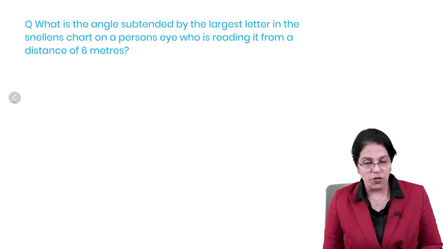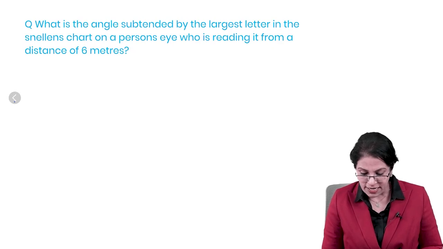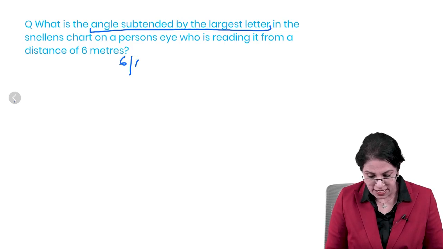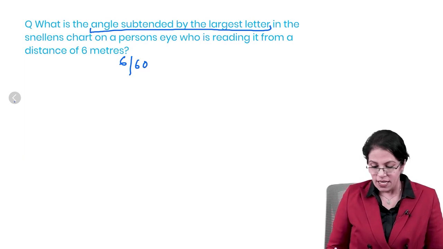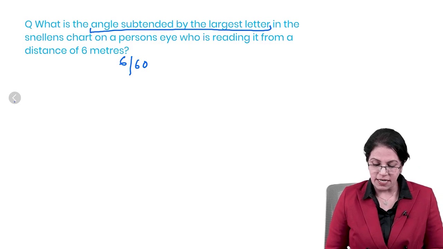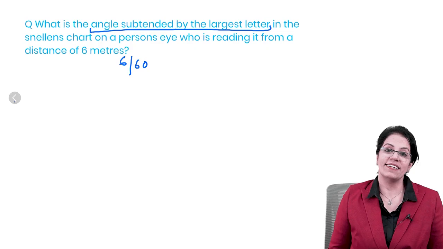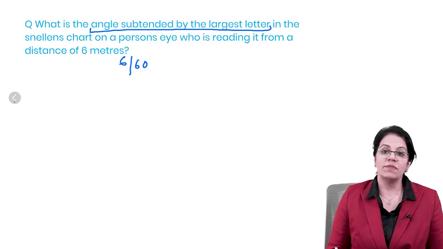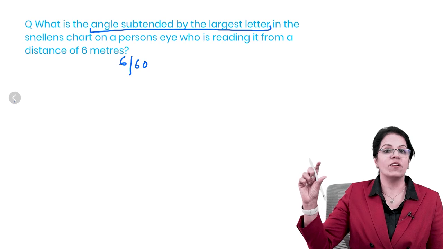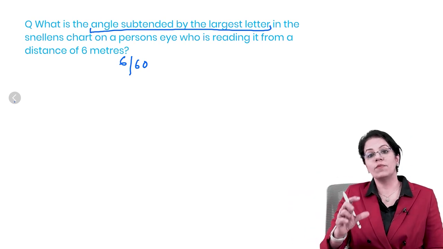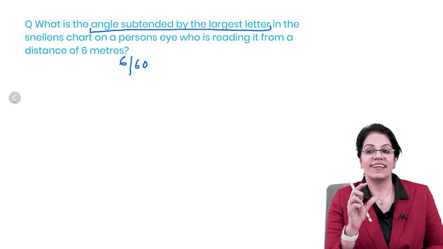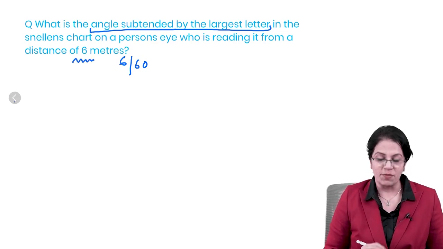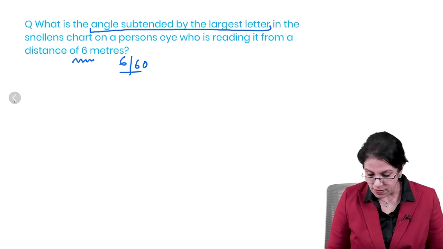So what do you know? The question is the angle subtended by the largest letter. Which is the largest letter? It is 6/60. Okay. So what is the angle subtended at 60 meters for this letter? Do you understand the question first? At 60 meters, we know that the largest letter subtends an angle of 5 minutes. The question here is, what is the angle subtended at 6 meters? Largest letter means 6/60.